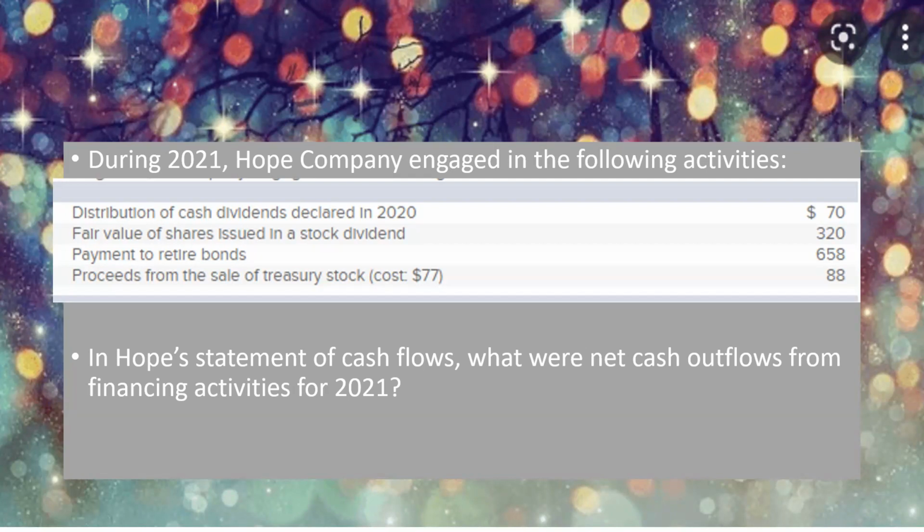During 2021, Hope Company engaged in the following activities. So we've got different dividends and payments to retire bonds and so on. In Hope's statement of cash flows, what were net cash outflows from financing activities for 2021? So remember, I told you this is going to come back up. We had operating activities at the beginning of the video. Now we have financing activities.